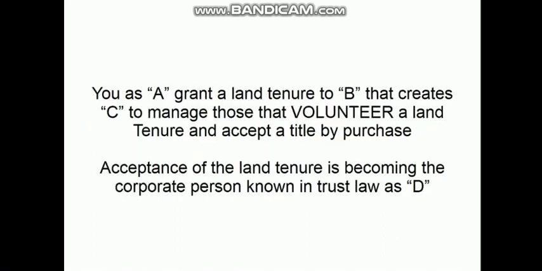USA grant a land tenure to B that creates C to manage those that volunteer a land tenure and accept a title by purchase. Acceptance of the land tenure is becoming the corporate person known in trust law as D.